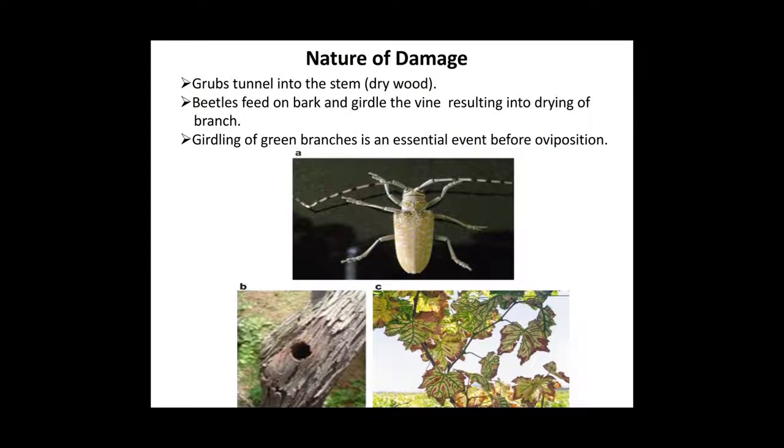Then the next point is nature of damage. Grubs tunnel into the stem, meaning the dry wood. Then beetles feed on the bark and girdle the vine, resulting in the drying of the branches. After that, girdling of the green branches is an essential event before the oviposition. So this is the nature of damage by the stem girdler.